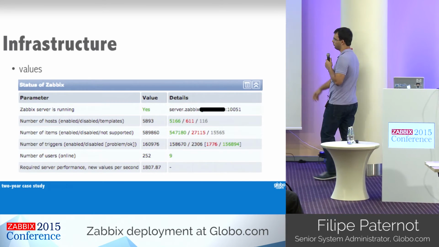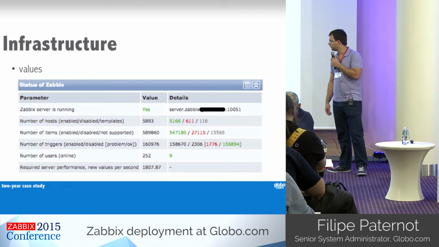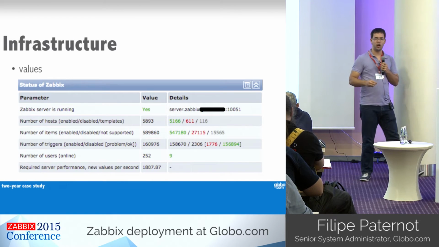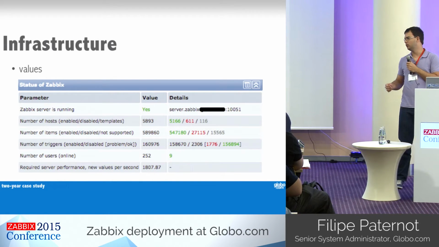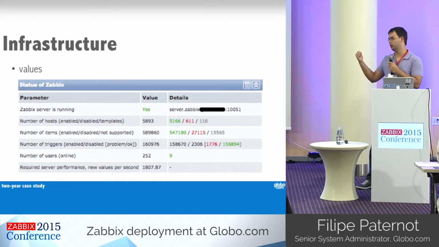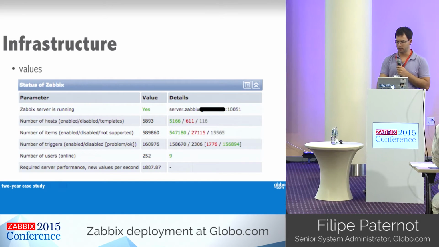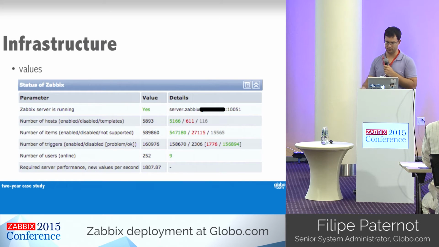This number is very important. The number of online users, we have 250 users. This is the one that caused that issue. This is why the query was taking so long, etc.